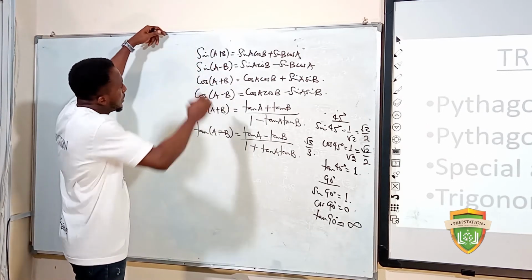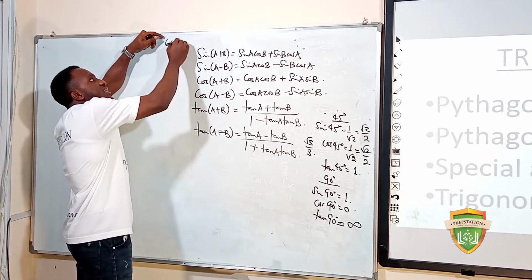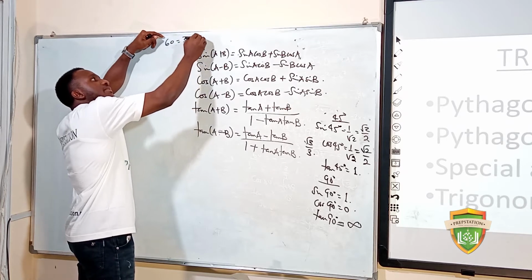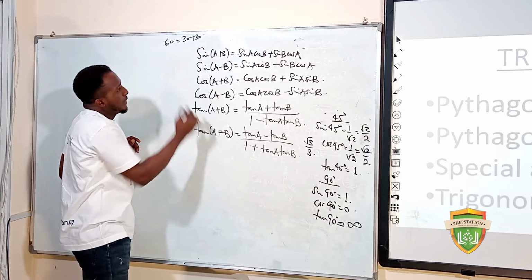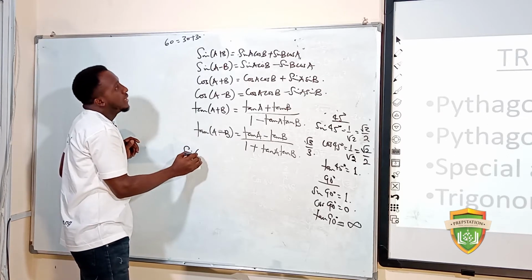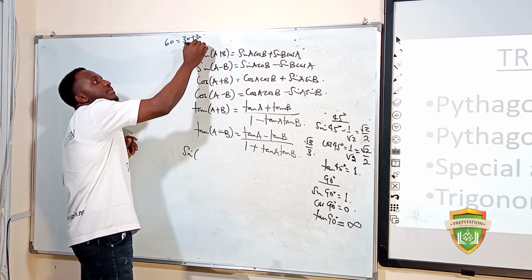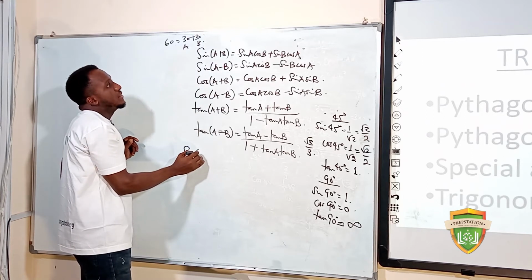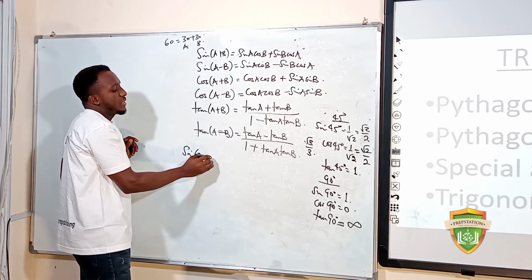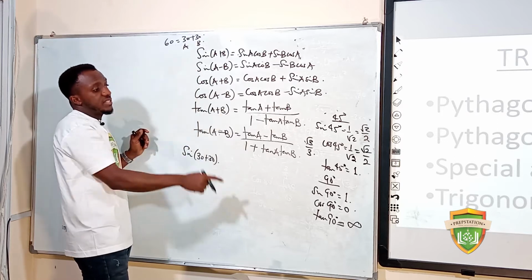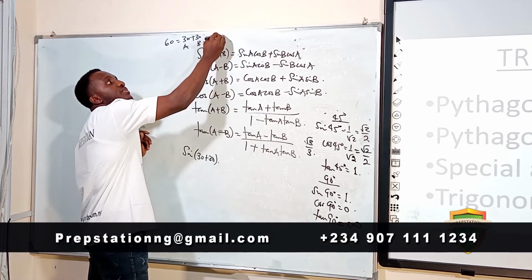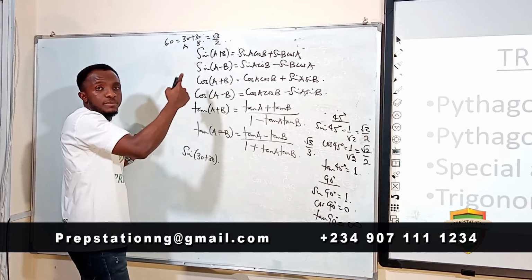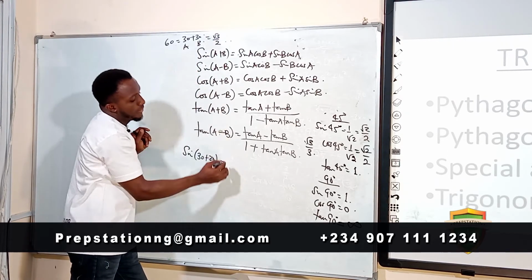Look at this. Now let's take 60. You know, 60 is 30 plus 30, right? So let me just prove it here. Let's say this is the A, this is the B. Sine 30 plus 30. Now what is sine 60 from what we had? I just erased that. Sine 60 is root 3 over 2, if you remember. It's a special angle. So let's prove that.